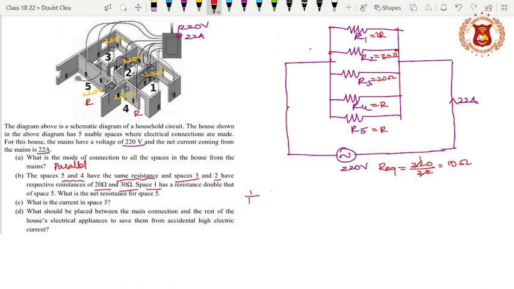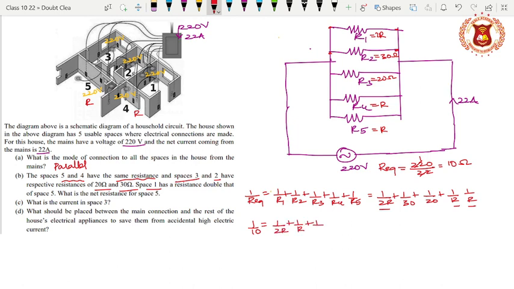And what is the formula for equivalent resistance? 1 by R equivalent is equal to 1 by R1 plus 1 by R2 plus 1 by R3 plus 1 by R4 plus 1 by R5, because all are in parallel. Now, R1 is 2R, so 1 by 2R. R2 is 30, so 1 by 30. Room 3 is 20 ohms, so 1 by 20. Room 4 is 1 by R, and room 5 is 1 by R. Now I know R equivalent is 10 ohms, so 1 by 10. I will regroup them: 1 by 2R plus 1 by R plus 1 by R plus 1 by 30 plus 1 by 20.